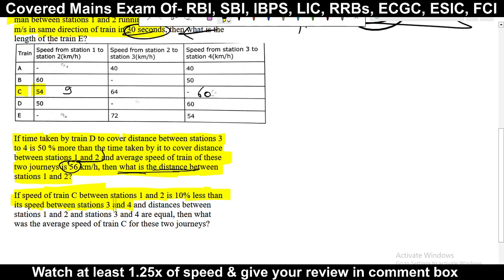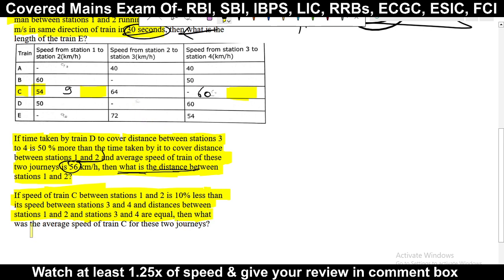The distances between station 1 and 2 and between 3 and 4 are equal. This is something different; this type of condition was not given in any other question. It is clearly said that the distance between these is equal. What that distance is, is not given, but it is given that the distance is equal.